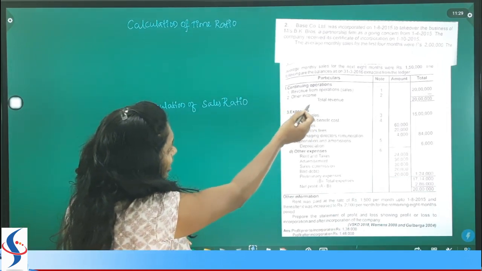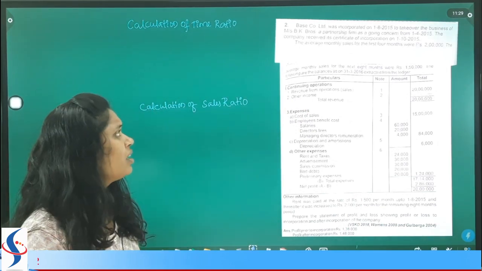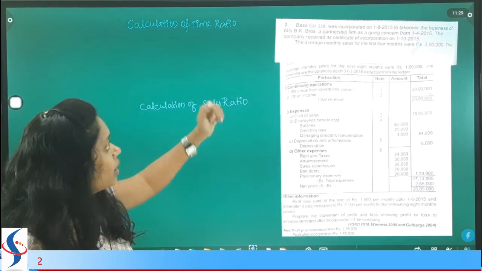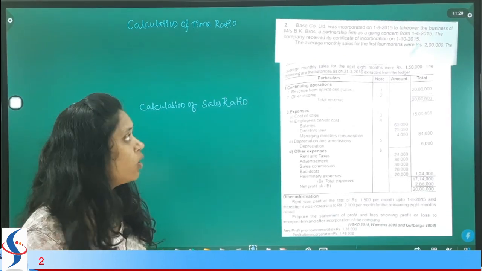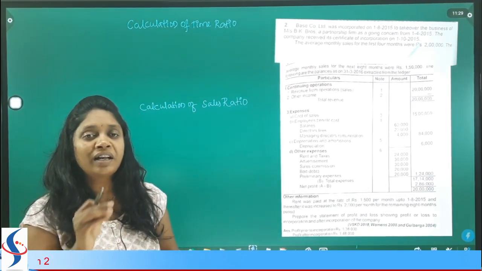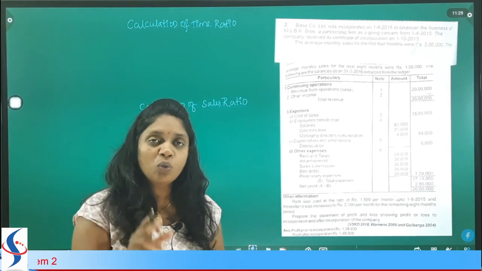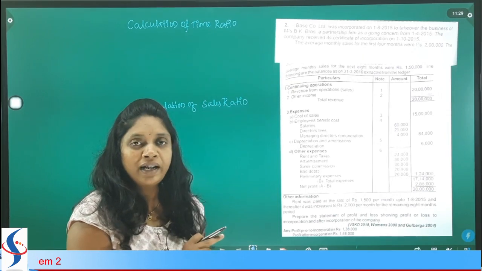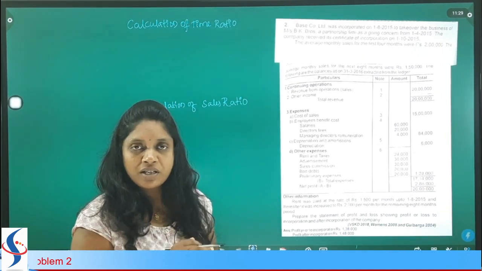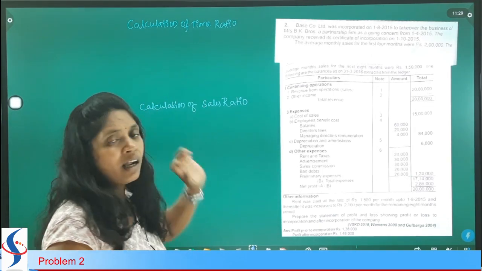So here you can see 31st March 2016 in the question, but there is one more date in the question which is confusing you people. What is that date? The company received its certificate of incorporation on 1/10/2015. We need not bother about the receiving of the certificate of incorporation. We need to worry only about on what date the company is incorporated. For us, it is immaterial on what date they receive the incorporation certificate. So we need to concentrate only on three dates to calculate a time ratio.